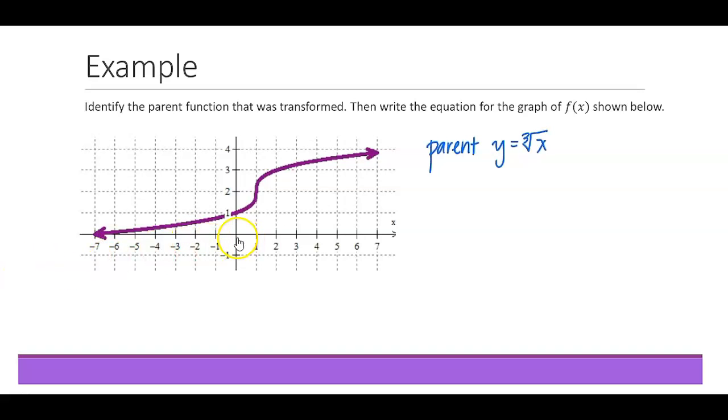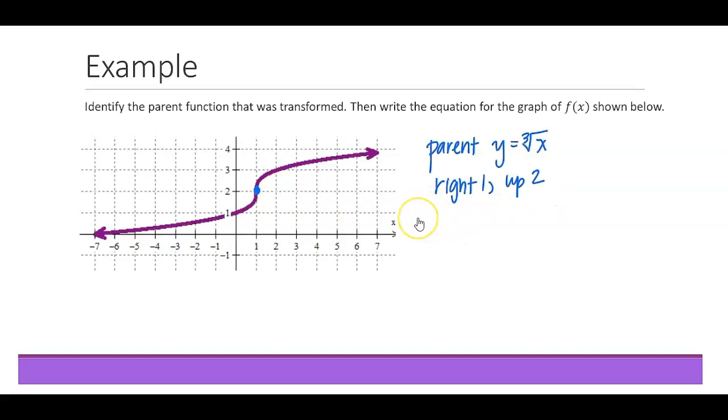But normally that passes through the origin, 0, 0, and that same point is now passing through 1, 2. So everything has been shifted to the right 1 and up 2 units. So focusing in on where the origin was, everything is shifted right 1 and up 2. And there is no reflection this time.